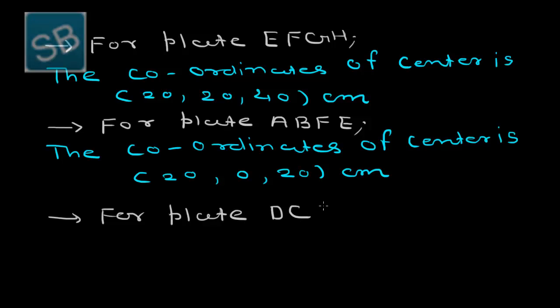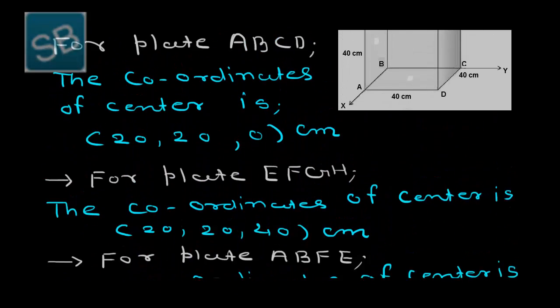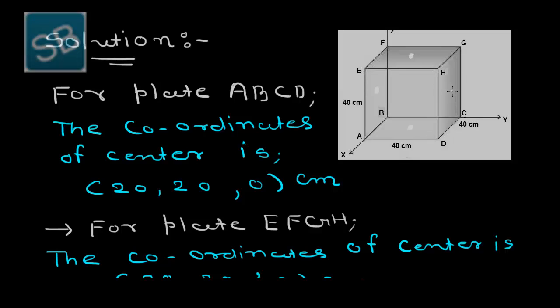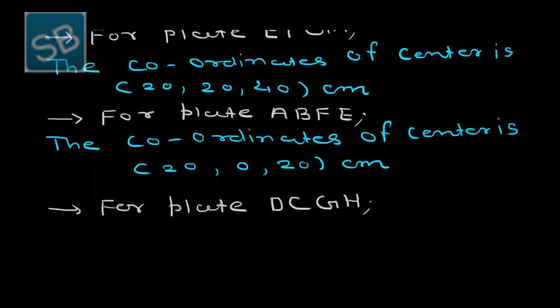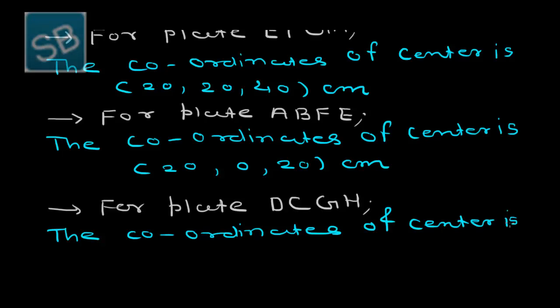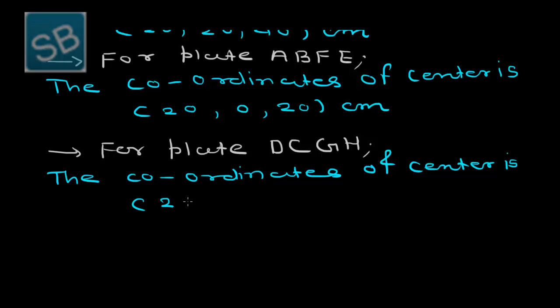Similarly, if we move further and consider the plate DCGH, so here is the plate DCGH, then its center point is this. So what will be the coordinate? See, here the x direction is contributing 20 centimeter, and the y direction is contributing the full 40 centimeter. So its y coordinate will be 40, and the z direction is having half of the total value, so it is again 20. Therefore, the coordinates of center is 20, 40 and 20 centimeters.